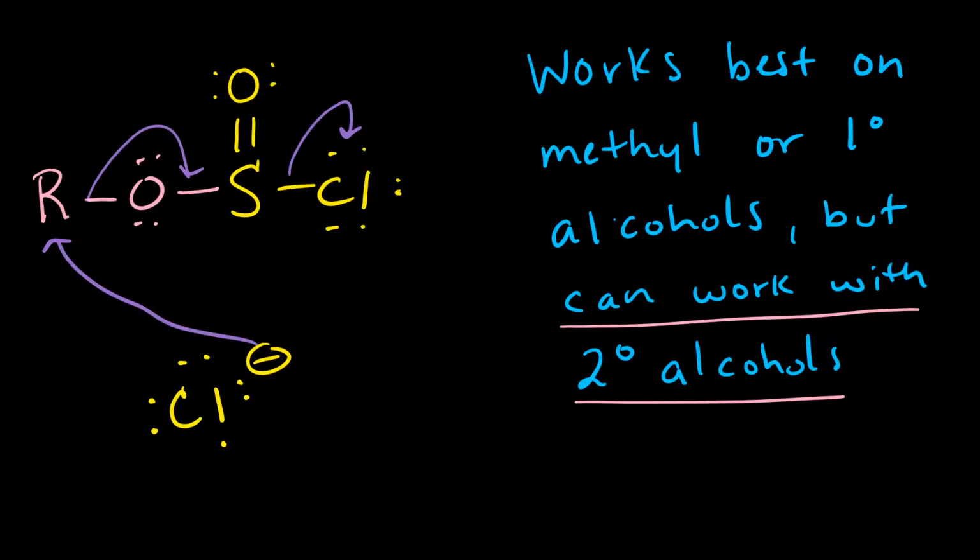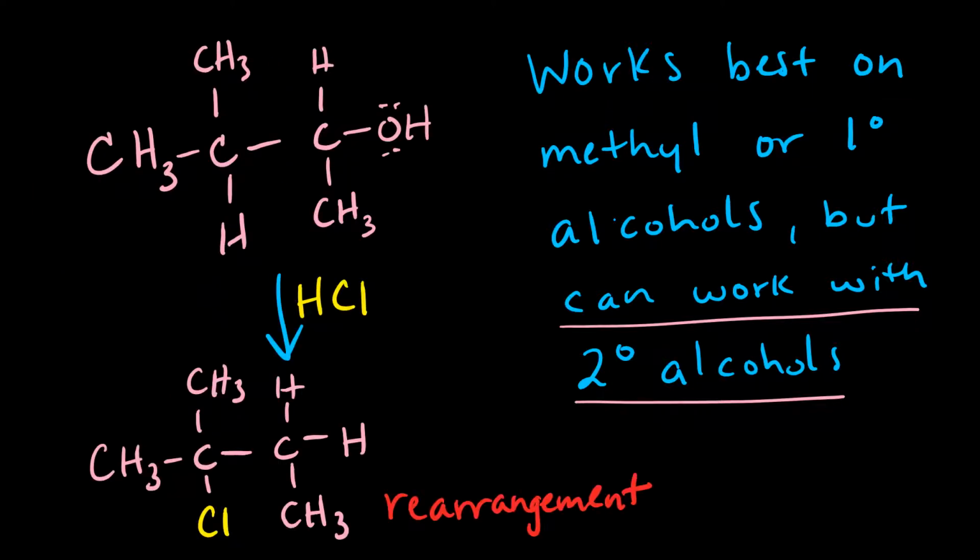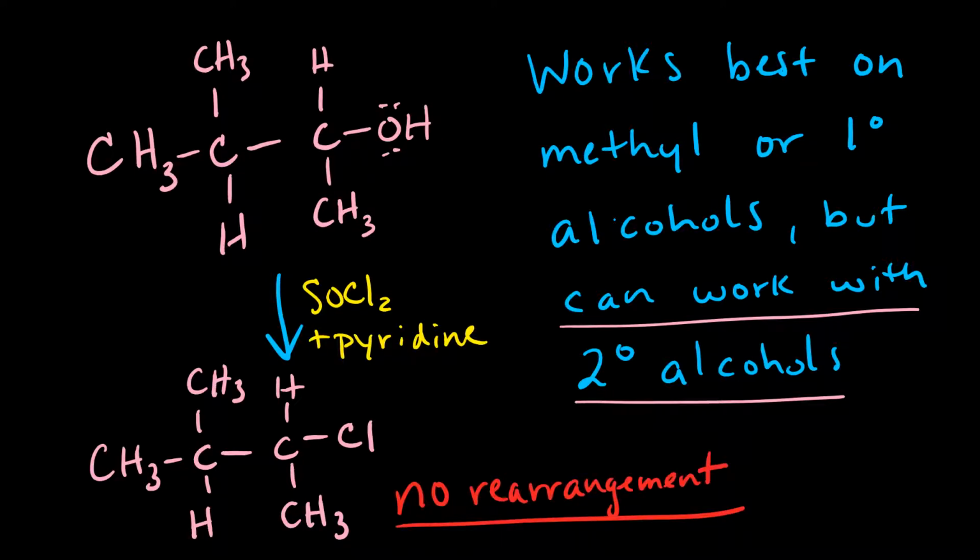Since this is an SN2 type displacement, this works best on methyl or primary alcohols, but it can work on secondary alcohols. And that's important because if you remember, when we tried to chlorinate at the position that's shown here, when using HCl as the reagent, we would always end up with the chlorine at a different position because you would get carbocation rearrangement. The nice thing about using thionyl chloride and pyridine is that you can use it on a secondary alcohol like the one shown here, but you will not get rearrangement because it does not go through a carbocation intermediate.